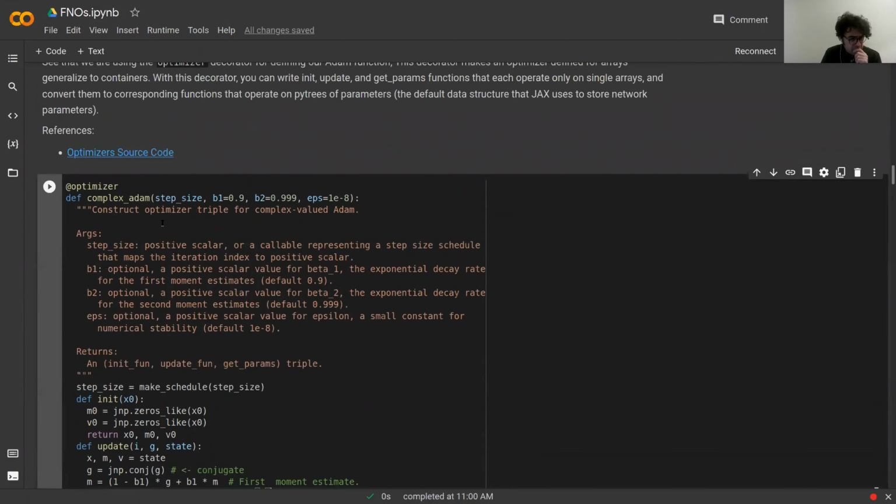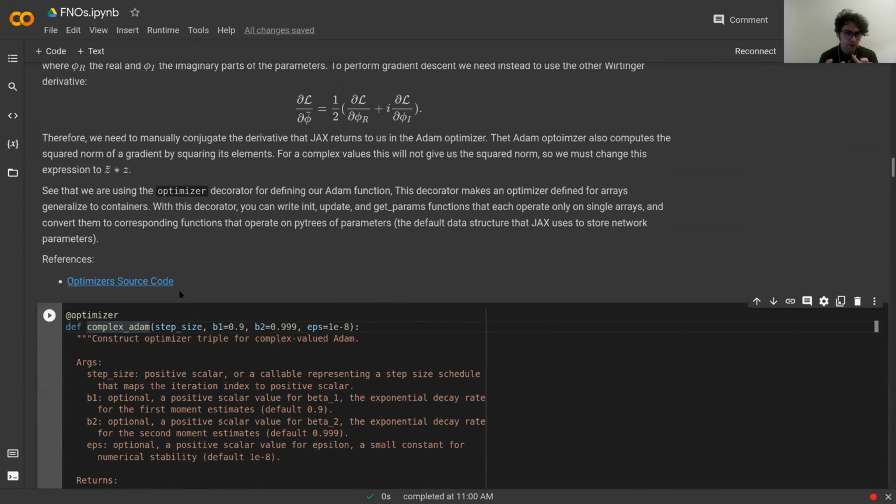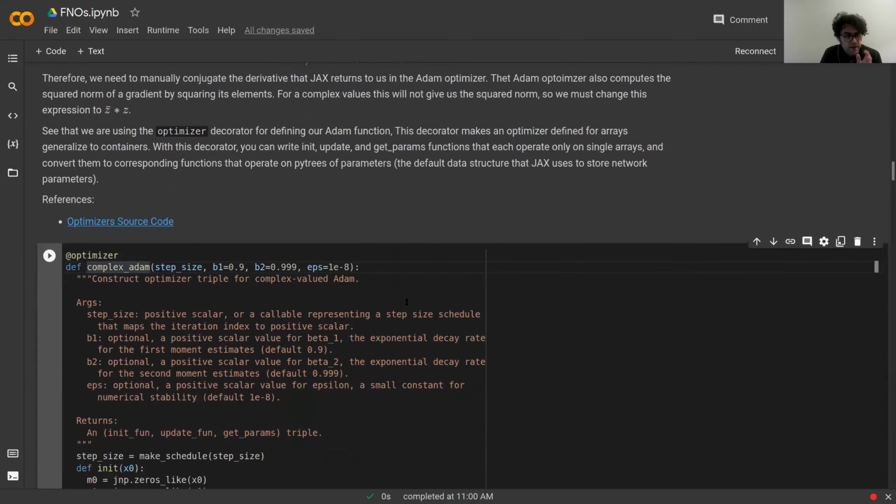Now, if you see, there is an optimizer decorator here. What this optimizer decorator does is essentially take your optimizer and make it work for pytrees. If you remember from part 1, we said that there are these structures called pytrees. They are lists of lists, the basic structures of parameters in JAX. So this is how you save parameters, in this big list of dictionaries and all these kinds of trees.